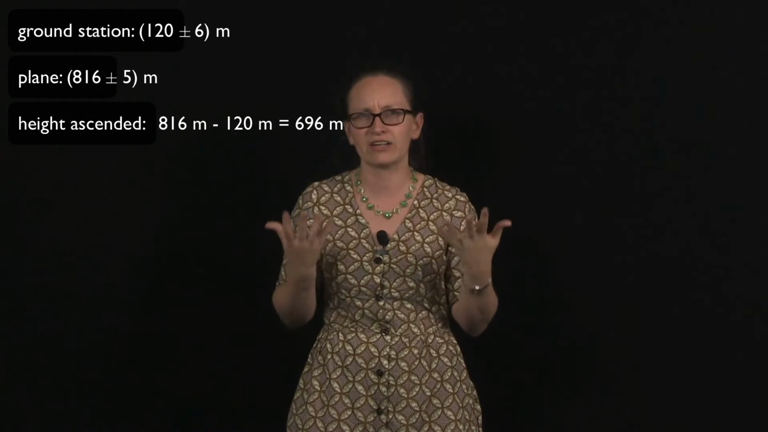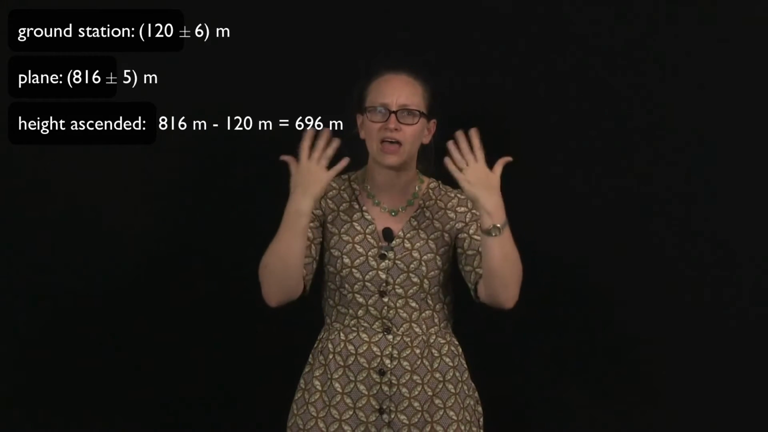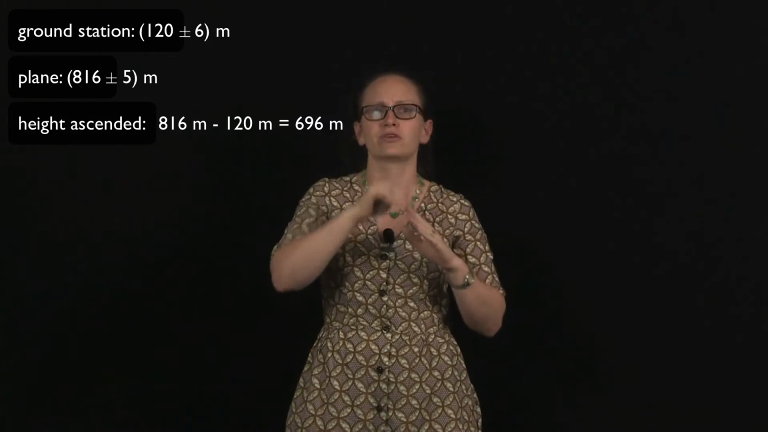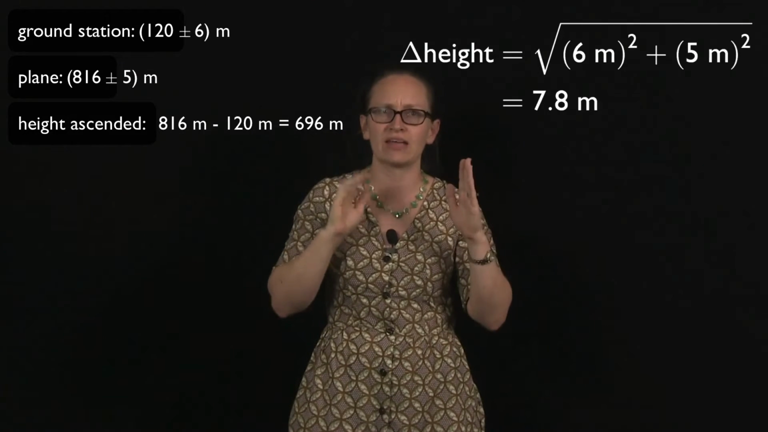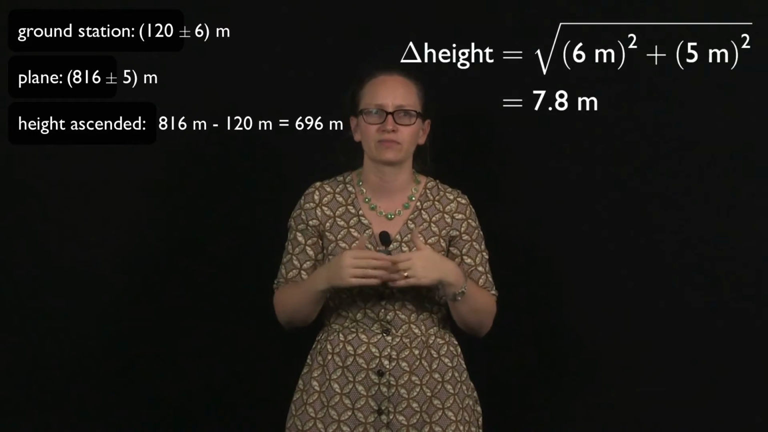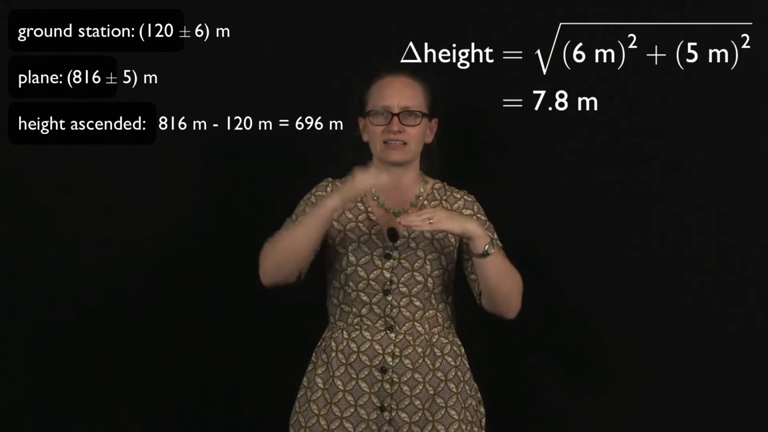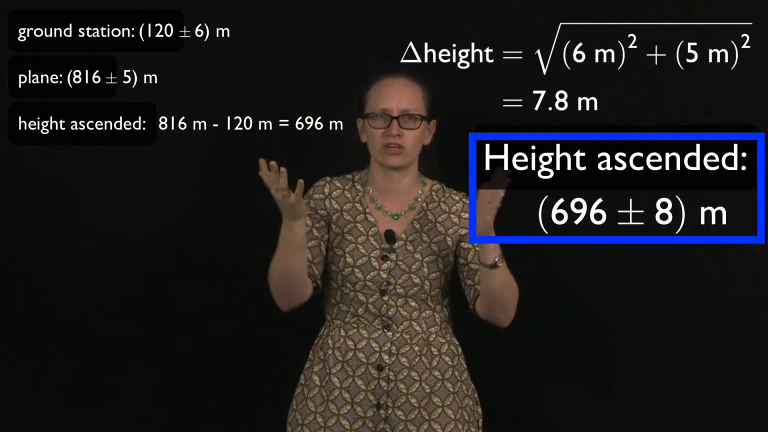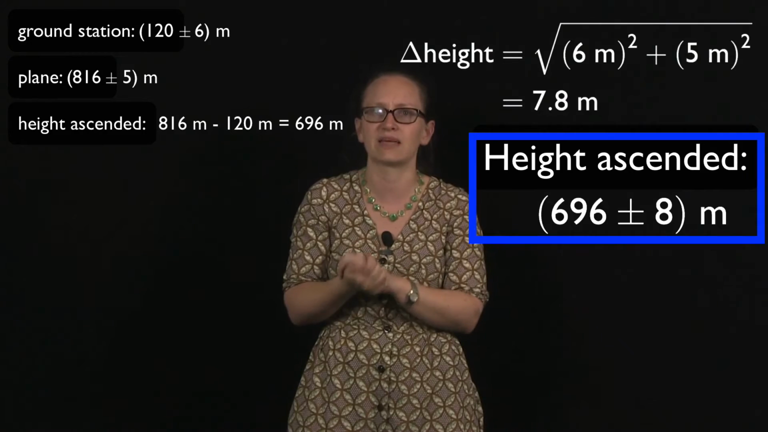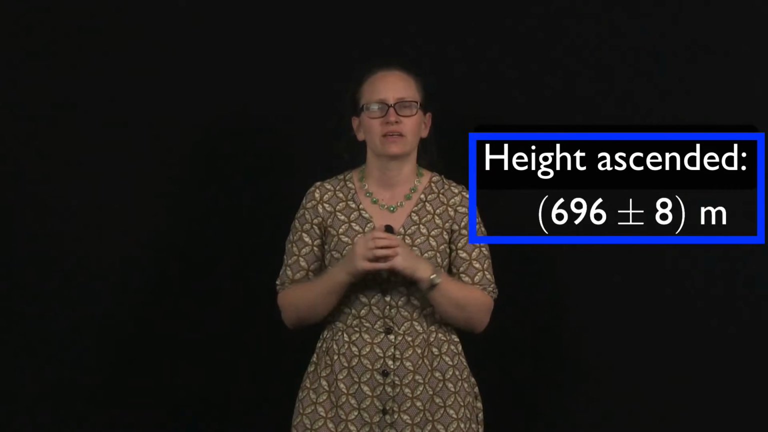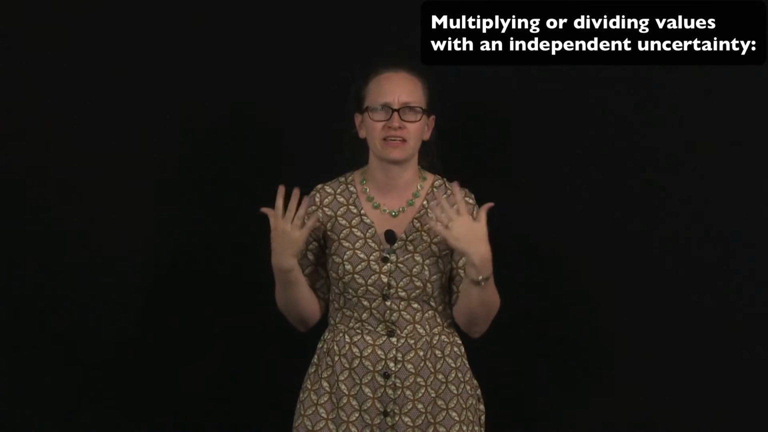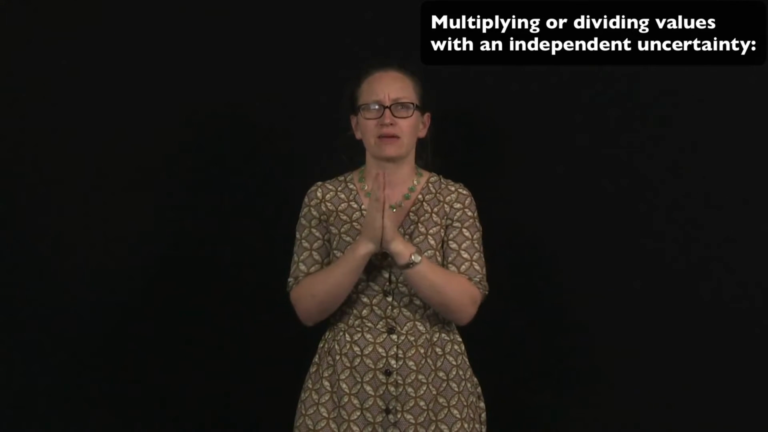Now, in order to calculate the uncertainty in this, we need to add the two absolute uncertainties in quadrature. So we do the square root of 6 squared plus 5 squared, and solving that gives us 7.8. So this tells us that the height ascended by the plane over those 30 seconds is 696 plus or minus 8 meters.